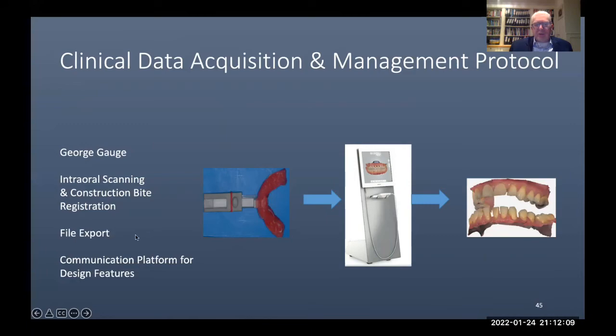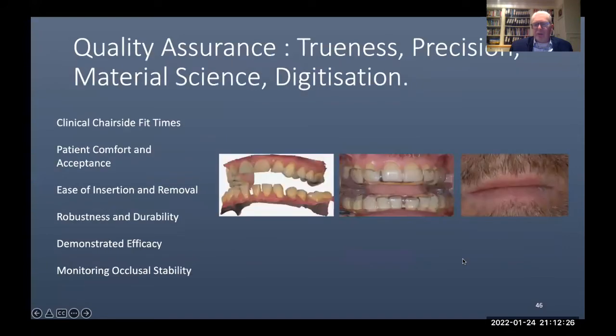So once the file is exported, it can be analyzed. It's an ideal communication platform for putting in design features, removing other features, making sure that we're optimizing the effects we want to create without creating the negative side effects. So that is a tremendous bonus.